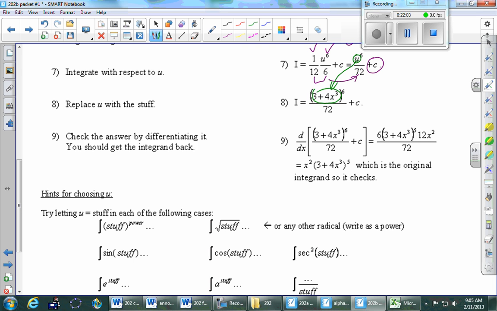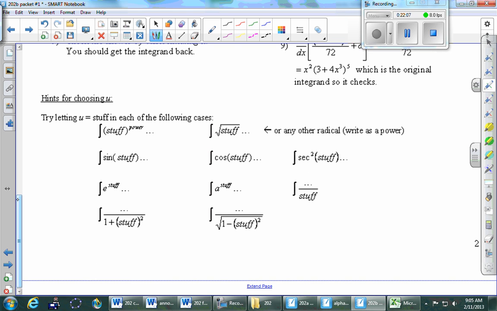All right, then we've got some hints for choosing u. Generally speaking, you let u equal the stuff in the parentheses, but sometimes there are two things in the parentheses. So here are some suggestions. You can let u equal the stuff in each of the following cases. We're not going to read through everything, but maybe have this in front of you as you're working on the group activity and as you're doing your homework.